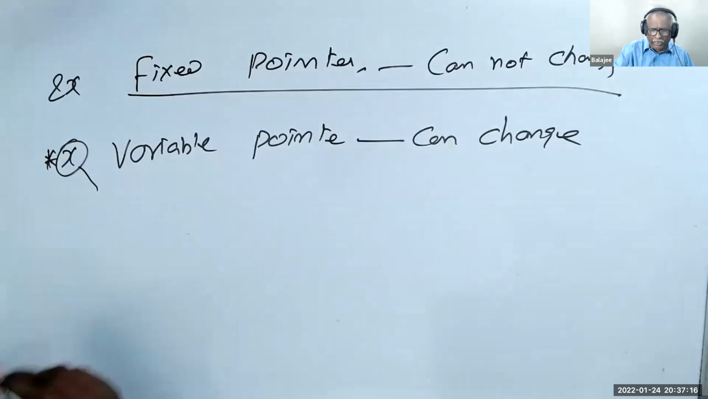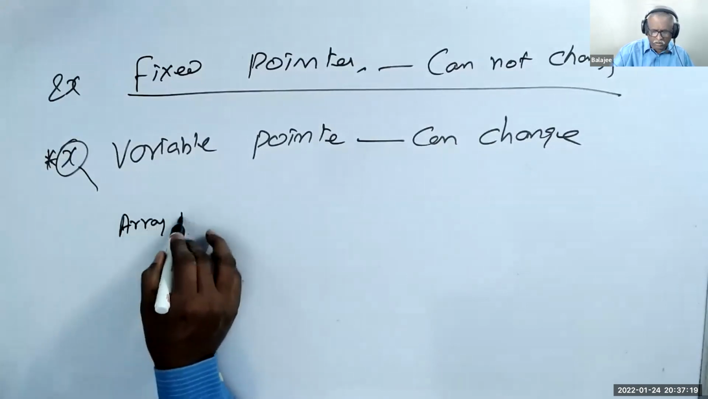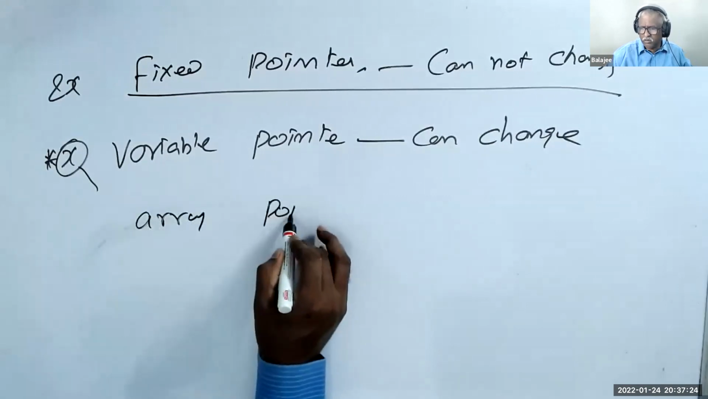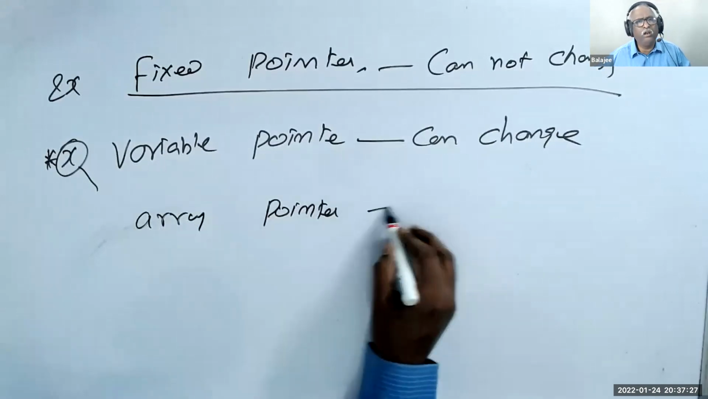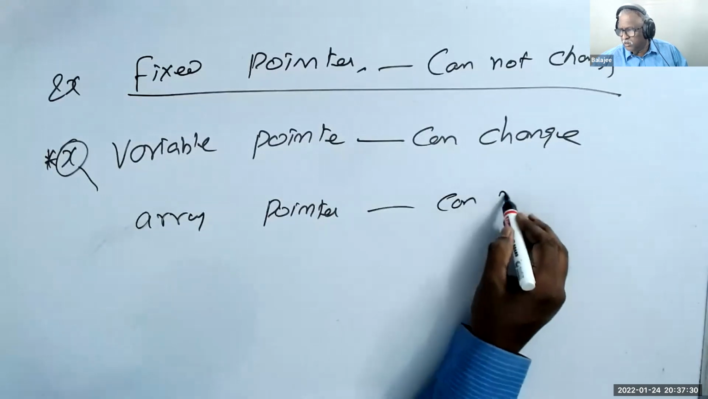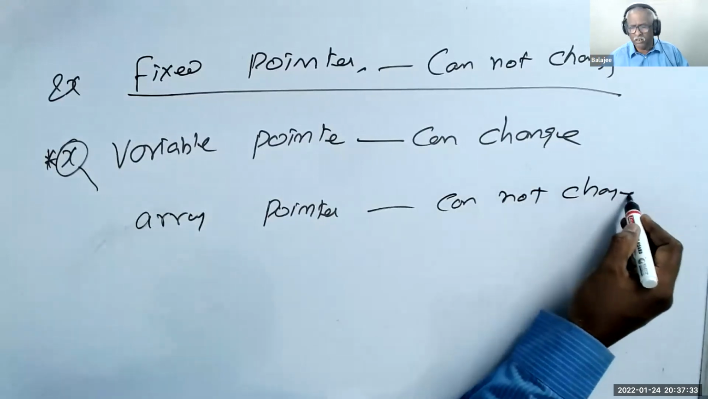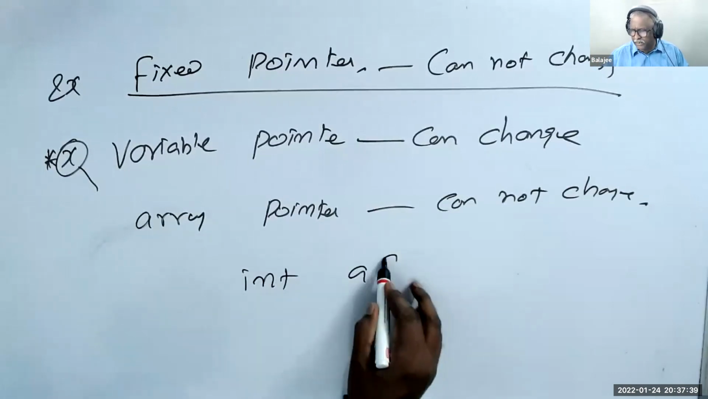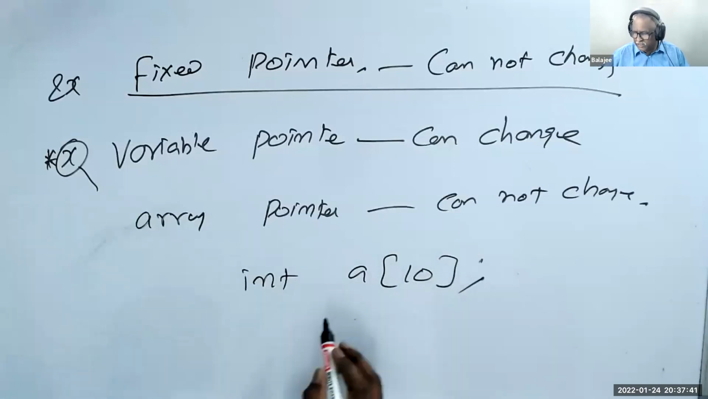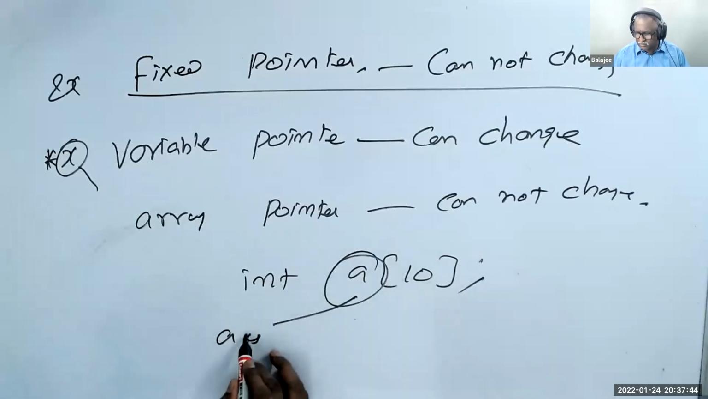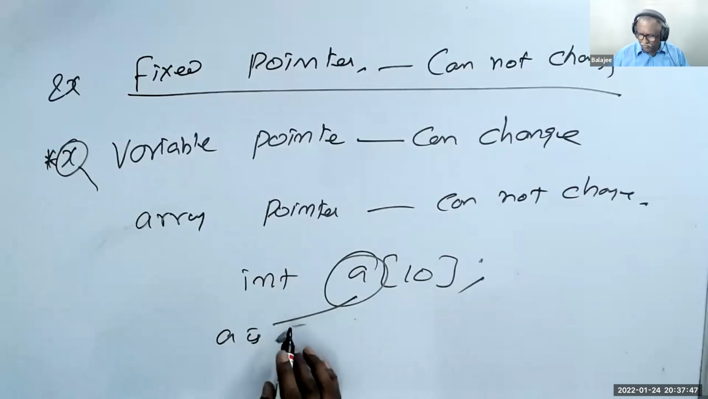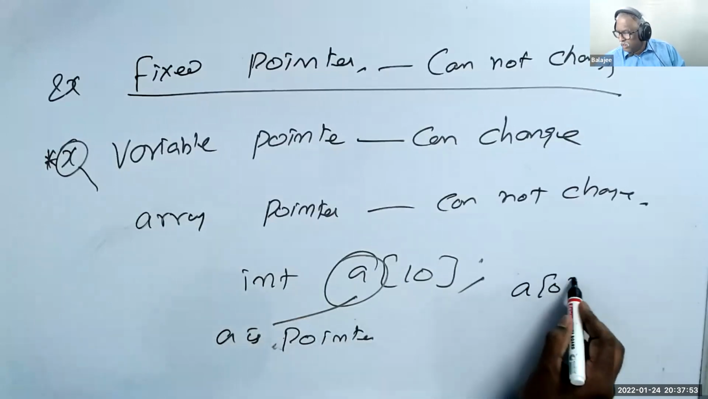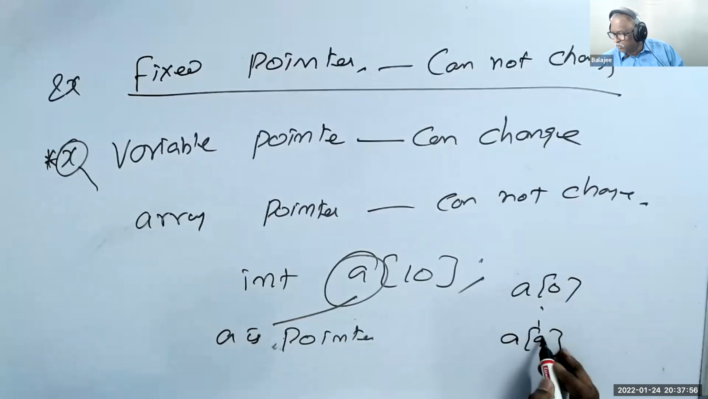Now, the third one is called an array pointer. You cannot change it. That is, if I say int A of 10, in this case A is a pointer. A of 0 to A of 9 are the variables.